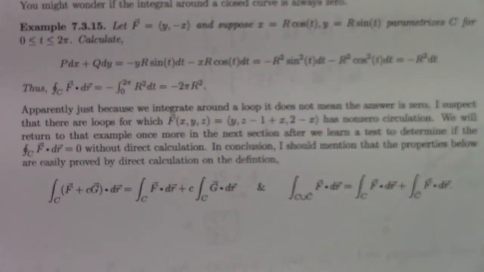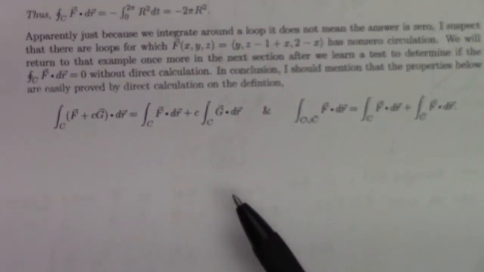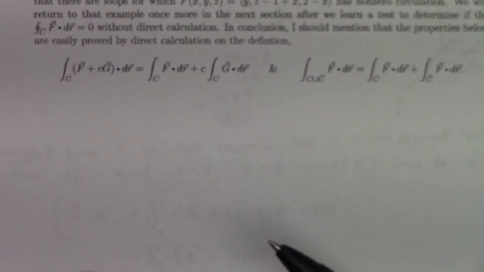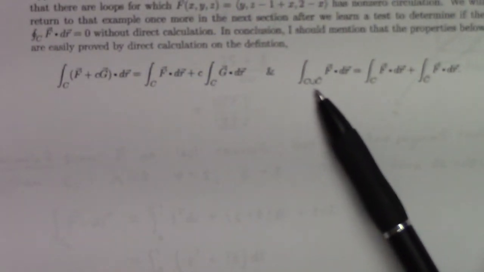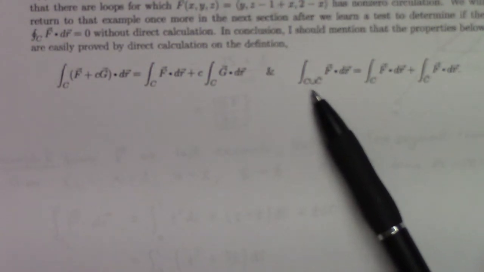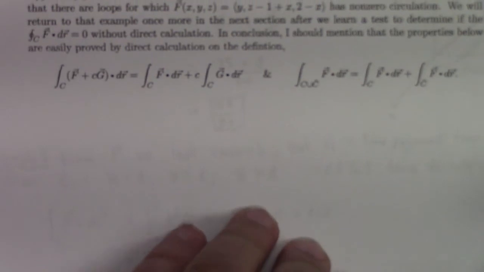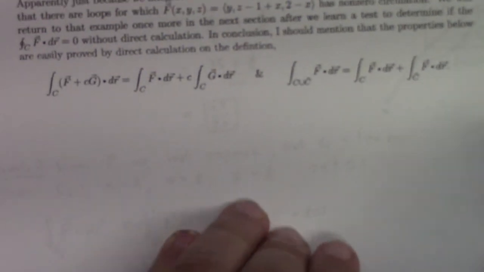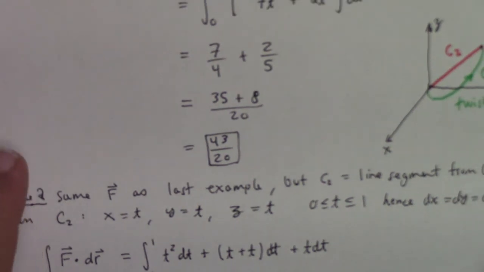All right. I could say more about the previous example, but I'll shut up. And here are some properties of the line integral. The integral of a sum is the sum of the integrals, pull constants out, and if we have the union of two curves, then we can break it up into the sum of the two integrals of those two curves, which are joined. Not surprising.